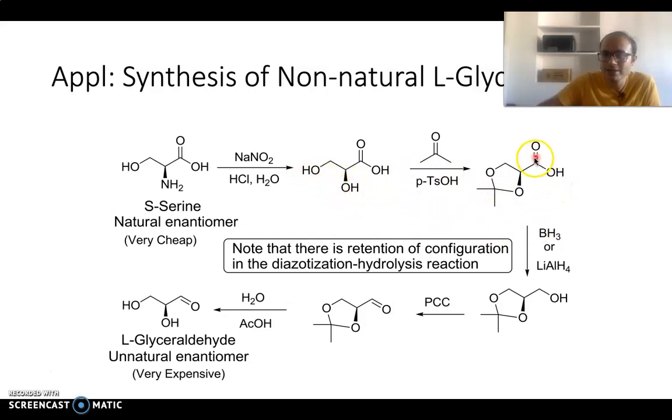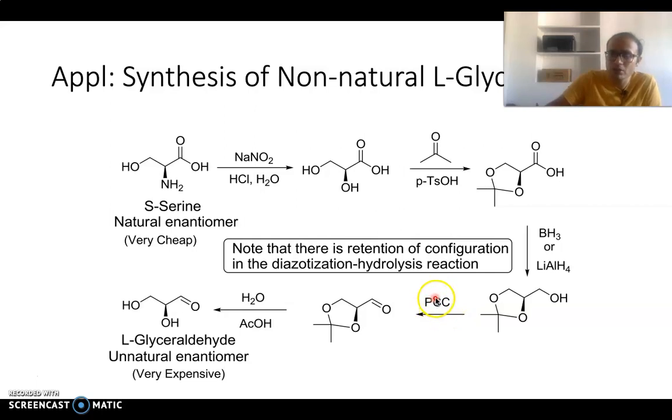Then what you do is you reduce it. When you reduce a carboxylic acid, it gets converted to the corresponding alcohol. When you reduce it using LAH, that is lithium aluminum hydride, it will be reduced to CH2OH. Okay, and then you can oxidize this primary alcohol using PCC, pyridinium chlorochromate. This is a very good oxidizing agent.